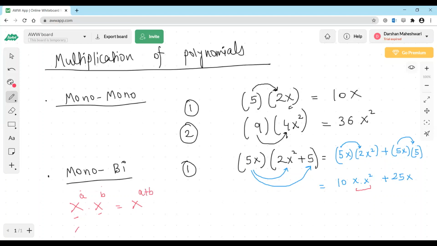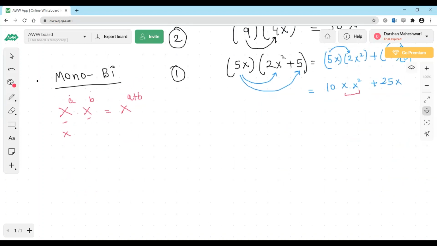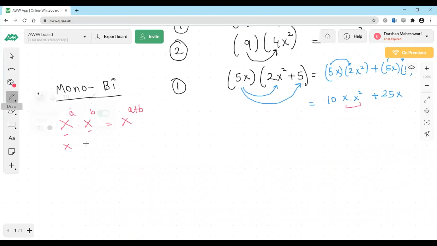So likewise, if we want to multiply x and x square, as per this formula, it will be x raised to the power 1 plus 2, which is x cube. So over here, we will get 10x cube plus 25x. So this is the answer.